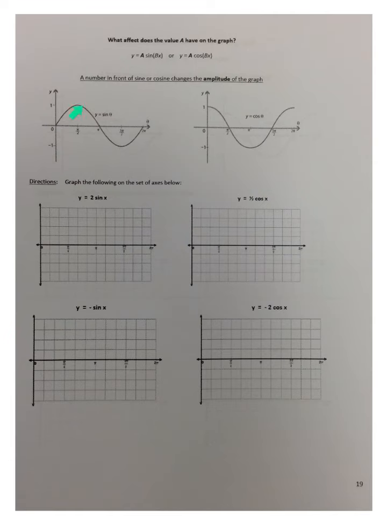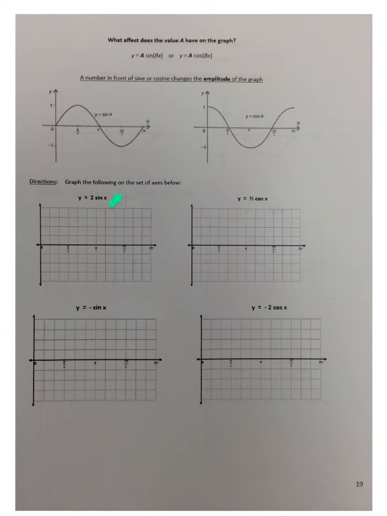So if you look at this, my amplitude is a 1. I know I go down to -1, but this distance is still a 1. Okay? And the same thing here. We always look at the distance from the midline up to the top or the midline down to the bottom. That's still a distance of 1. So both of these graphs have amplitudes of 1.